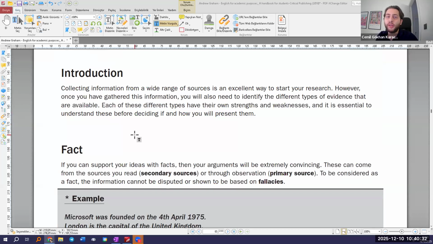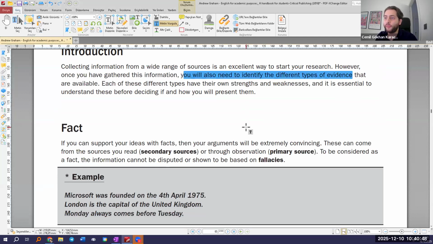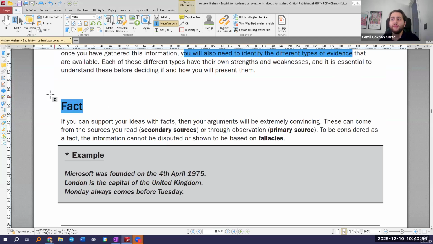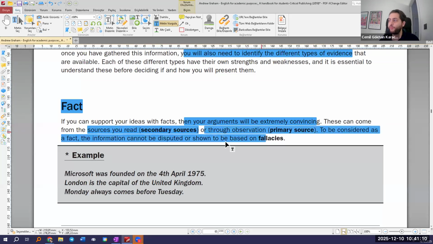So when you are looking at a piece of written work or when you are doing your own work, you'll also need to identify different types of evidence available to you. Those have their own weaknesses and strengths, and you should be mindful about how to present them. So there are some facts, right? And if you use them, your arguments will be extremely convincing. Those can come from secondary sources you read, or observation.